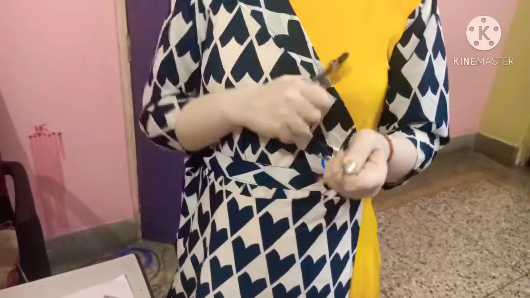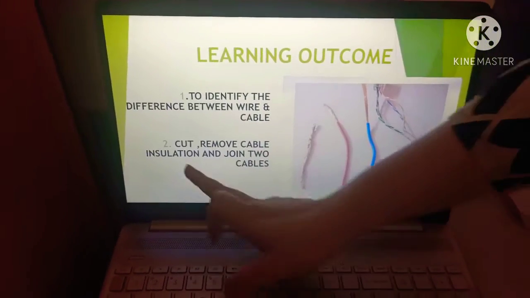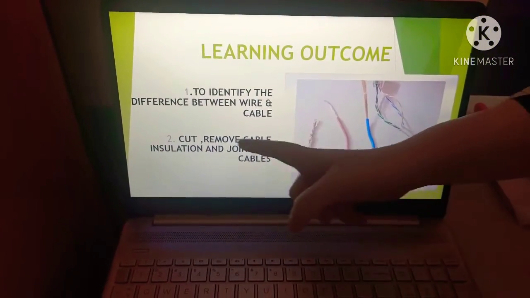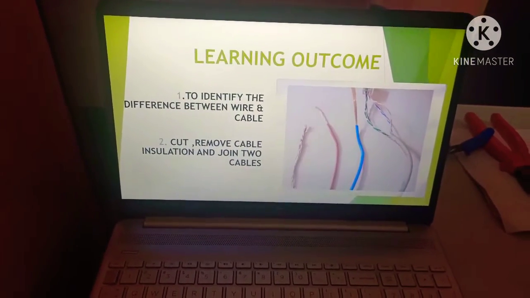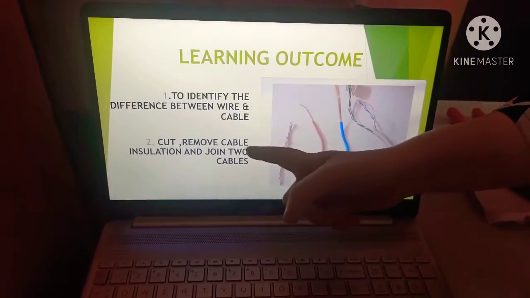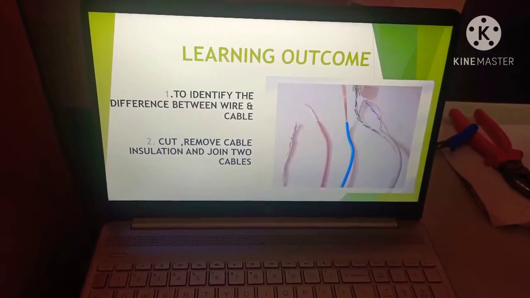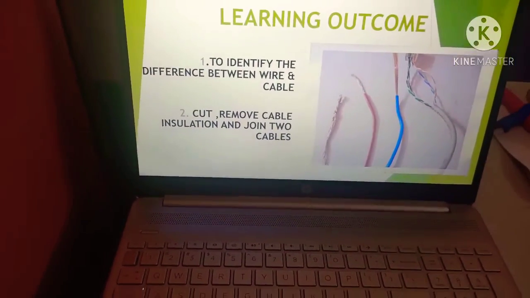So let's move on to our next objective. We have done cut, remove the cable insulation. Now we will be joining two cables. Joining two cables is also an important factor during installation, because if you don't do the proper joining, then it may be unsafe and the two wires may have loose contact. Let me show you an example.